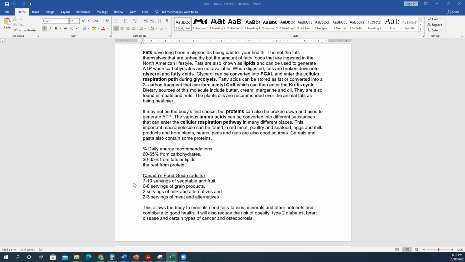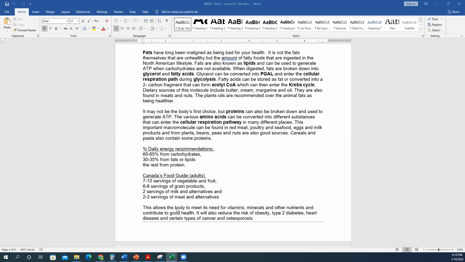Now, the percentage daily recommendations in our diet are that we should be getting typically 60 to 65% of our daily energy from carbohydrates, preferentially complex carbohydrates and not so much the refined ones. 30 to 35% of our energy should be coming from fats or lipids, preferably the healthier plant fats that are typically found in sources such as olive oil and avocado oil. And then the rest of it should be coming from protein. So actually, surprisingly, we only need a very small amount of protein to meet our daily requirements.